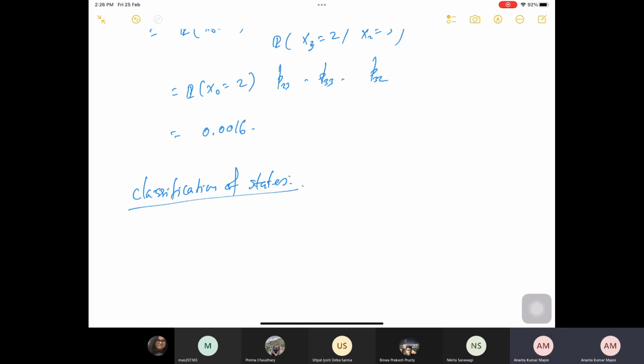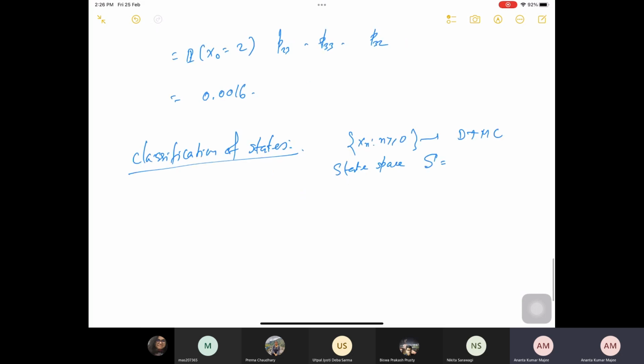What it says is that I have a Markov chain Xn, which is my DTMC, with state space, say S. Okay, so it may be finite, it may be countable. So there is a definition called accessibility.